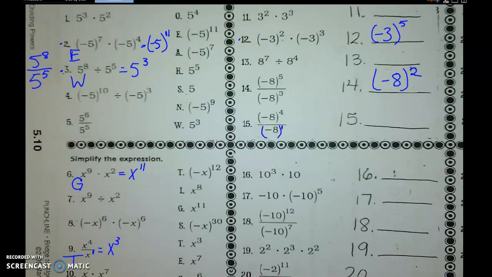Let's look right here on number 16. 10 to the 3rd times 10 to the 1st. So we're going to add those. 10 to the 3 plus 1 is 4. Let's look at number 19. We're going to add the exponents. So we end up with 2 to the 2 plus 3 plus 2. We're adding up all three numbers. 2 plus 3 plus 2. And when we add those all up, that ends up giving us 2 to the 7th power.